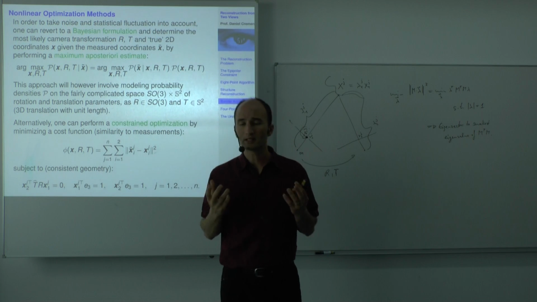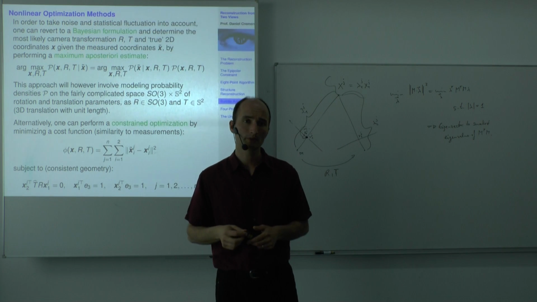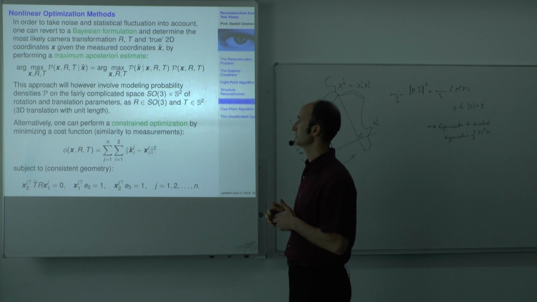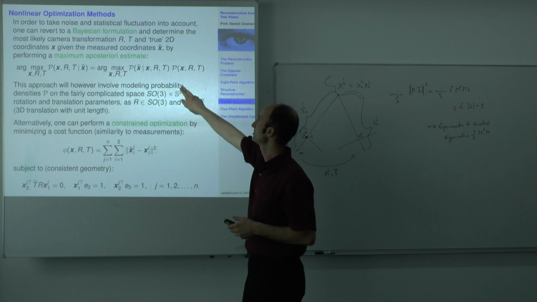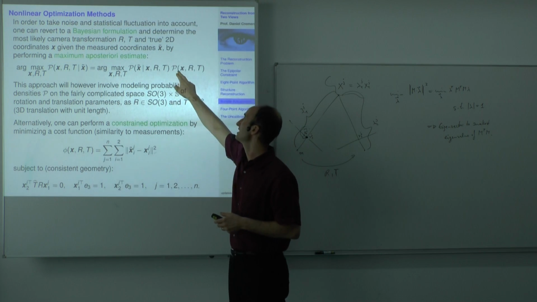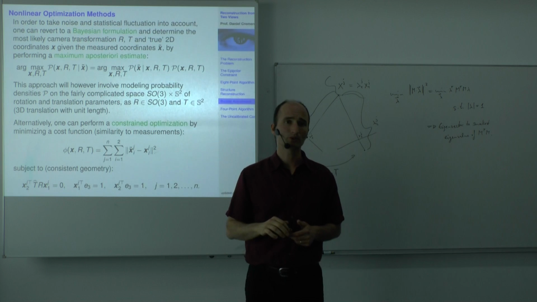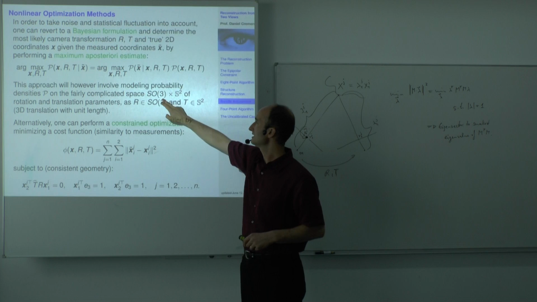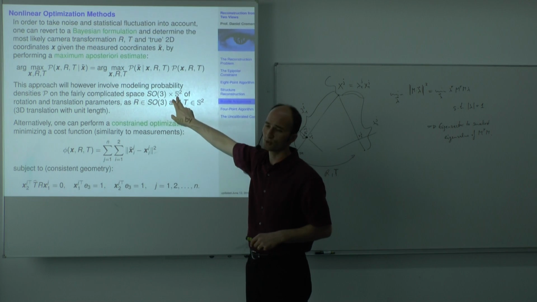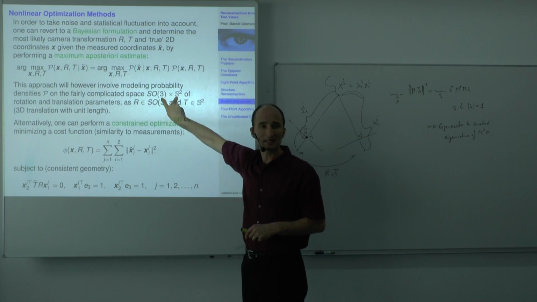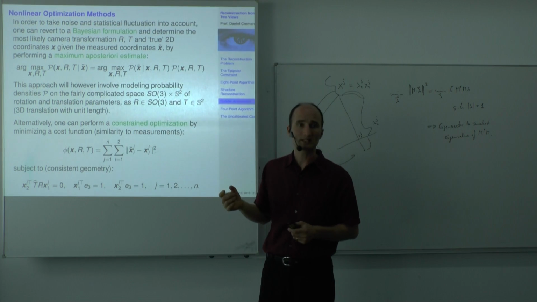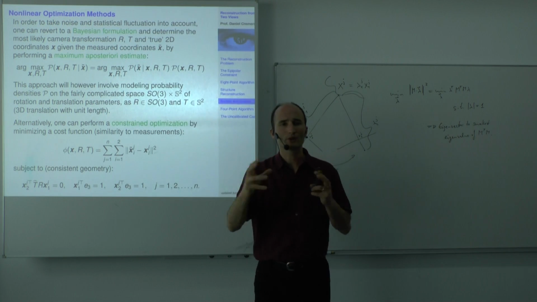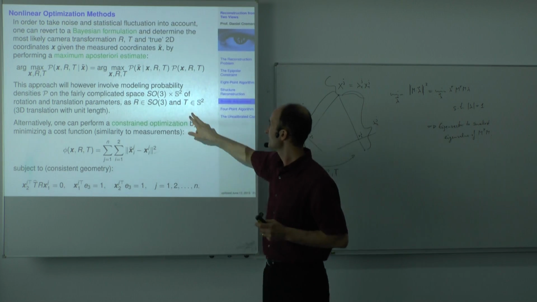This would be at least a formal way to tackle the problem. Whether it's really a practical way is a matter of opinion. The issue is that if you want to model probability distributions here, it's not a nice thing to do, because the space of camera motions is here SO3 times S2. Typically you would say SE3, we saw the rigid body motions, SE3 is rotation and translation. Here if we say we don't know the scale of the translation, then it's S2.